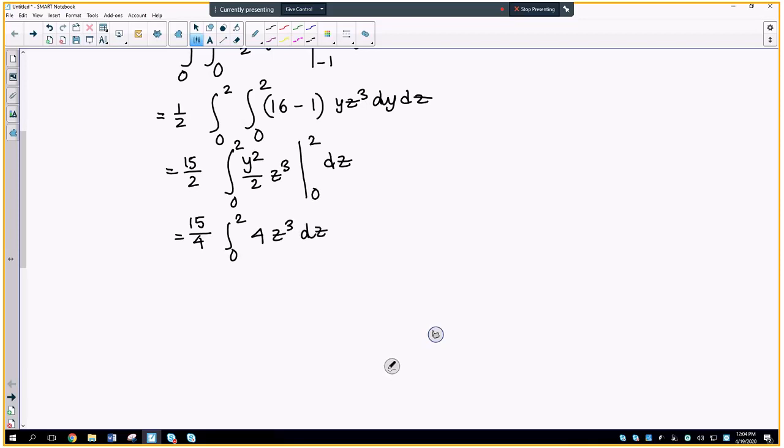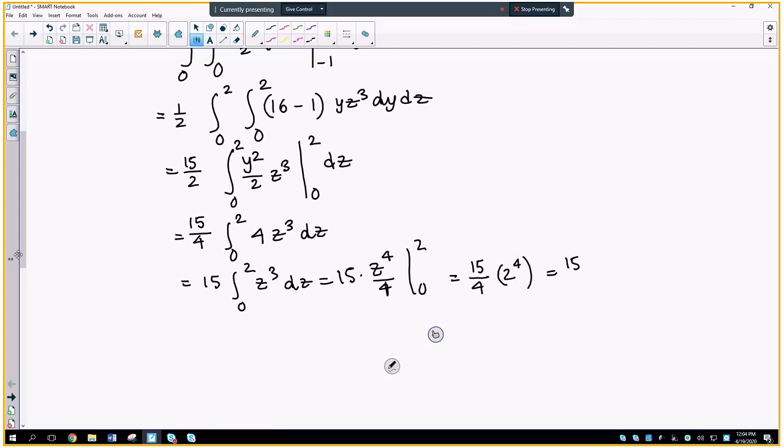So now you take this 4 out and you get 15 outside. So integration 0 to 2, z to the power 3 dz. And then that becomes 15 times z to the power 4 over 4. Limits as usual between 0 to 2. So if I put z equal to 2, I get 2 to the power 4, so I will write it as 15 over 4 times 2 to the power 4. Recall 2 to the power 4 is 16, so you get 15 over 4 times 16, which is 15 times 4, and that is equal to 60, the value of your first antiderivative.